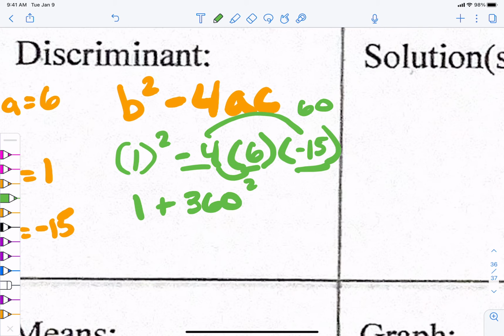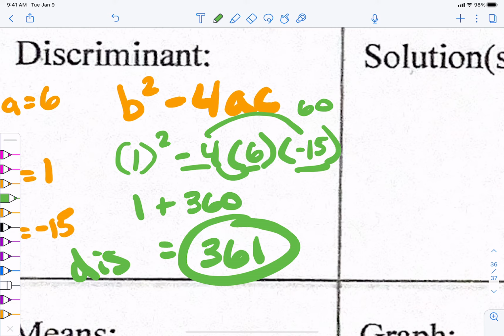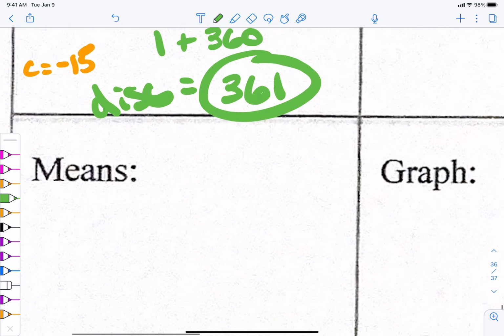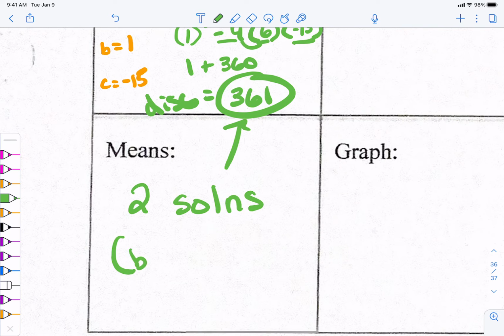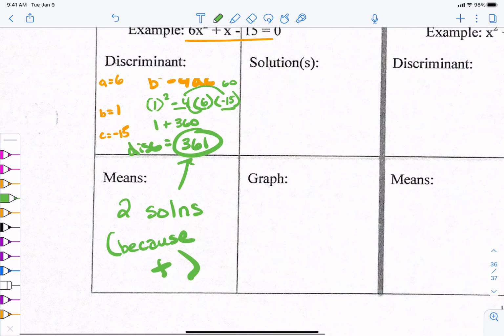Okay? So what's 1 plus 360? 361. This is the discriminant. Discriminant is 361. So that means that I have two solutions. Why is it two solutions? Because it's positive. Because it's positive, I have two solutions. 361. Okay? Now we're going to find those solutions.